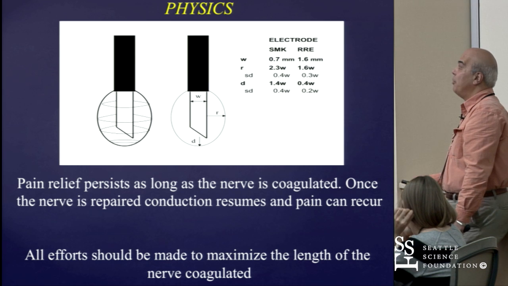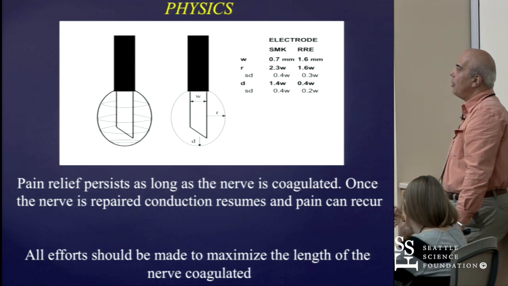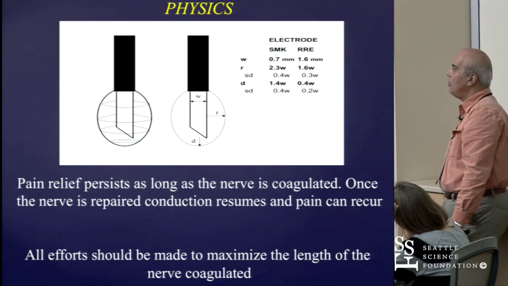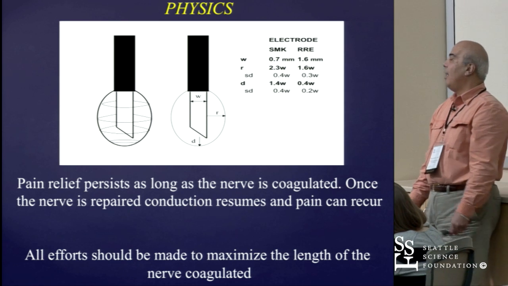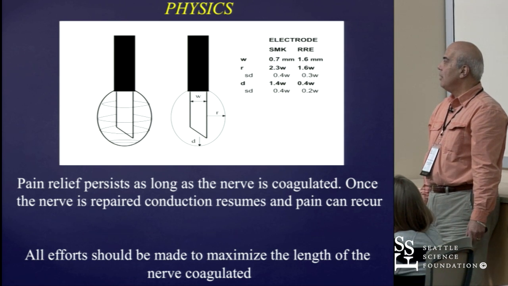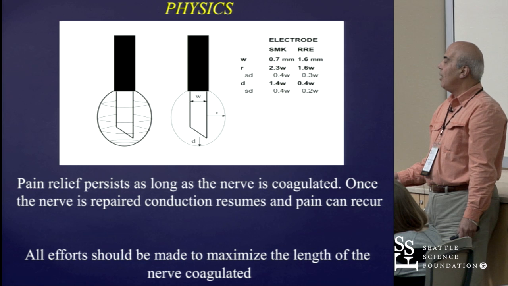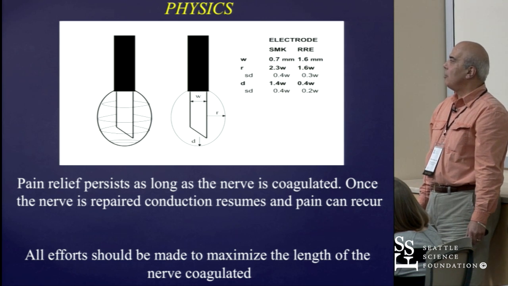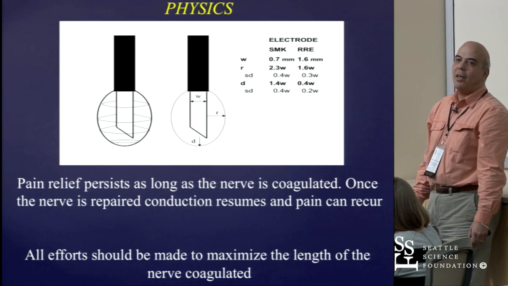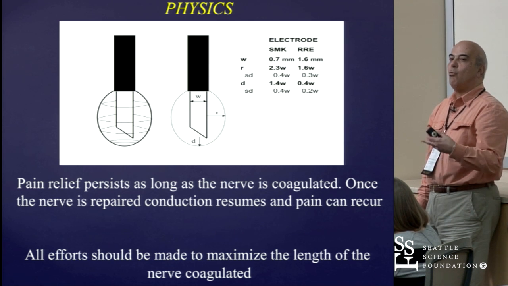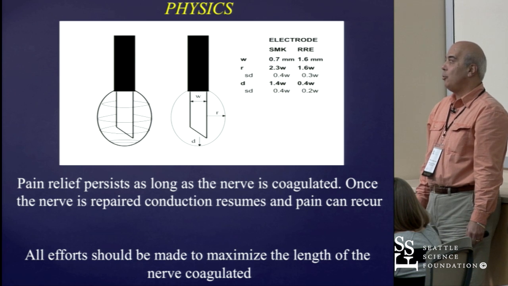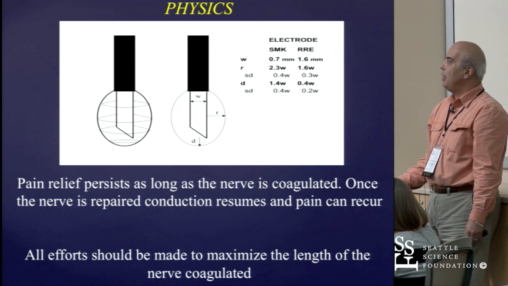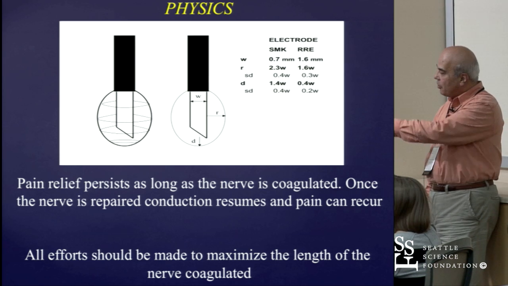The pain relief persists as long as the nerve is coagulated. And once the nerve is repaired, the nerve recovers the ability to conduct and resume function, and pain can eventually recur. All efforts should be made to maximize the length of the nerve coagulated, and that's the reason why I'm telling you that more than one lesion is usually the best possible way to handle patients with these conditions.